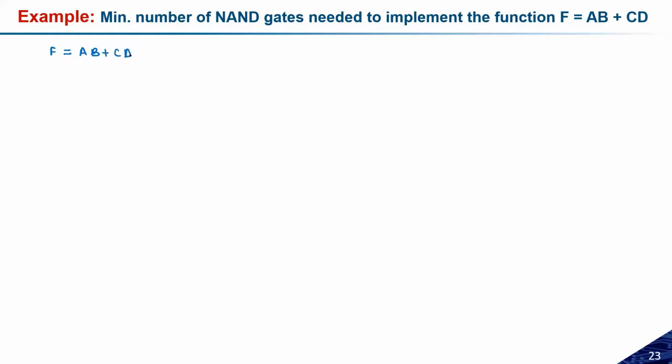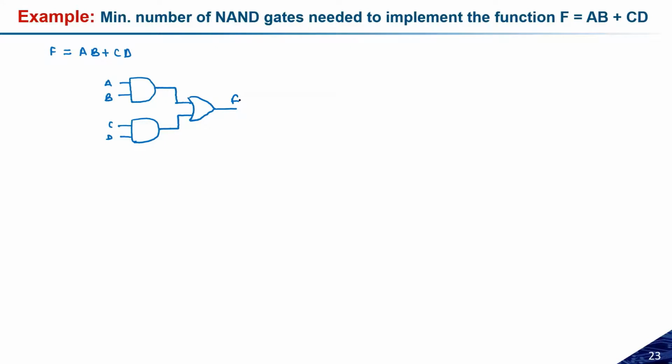If I try to design the circuit for this one, the circuit for this function will look like this: I have to AND two inputs, where I will have A and B, and then again I need to AND two inputs, which are C and D, and the output will be ORed. So this is a simple circuit based on the function, without any simplification, and this is what F is.